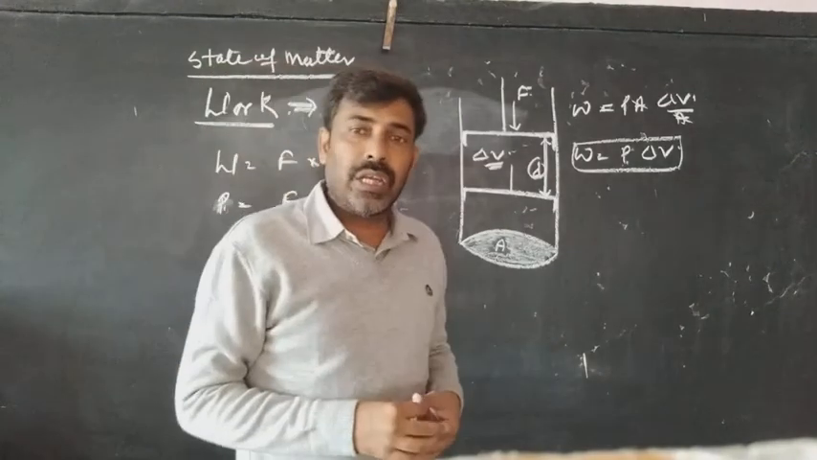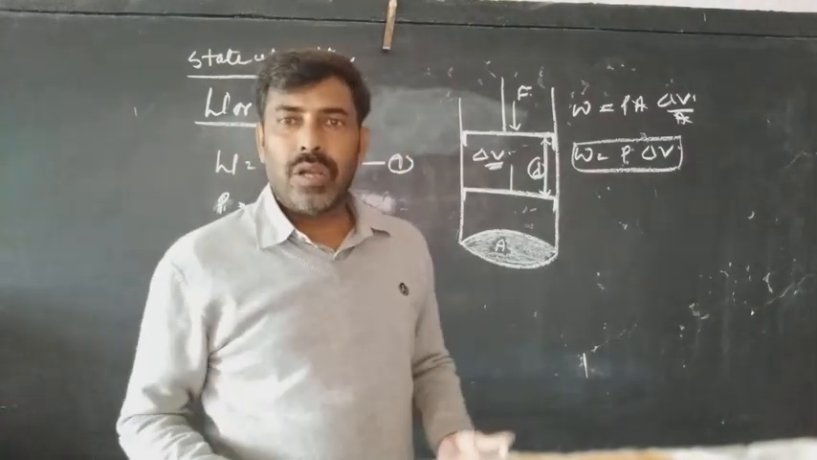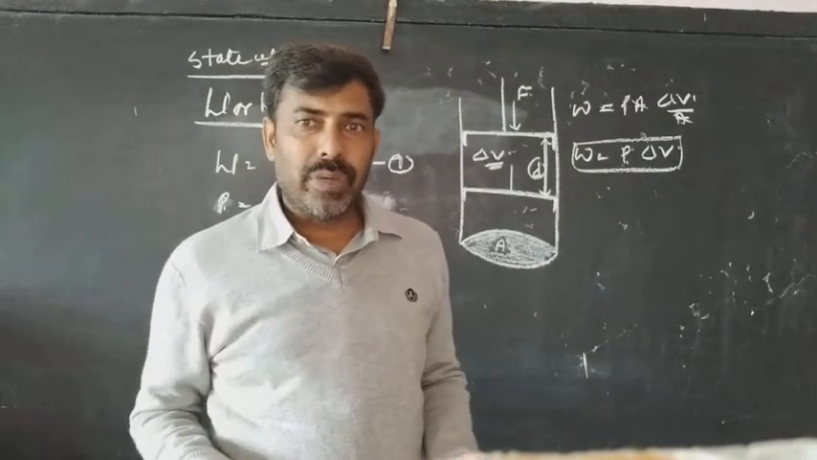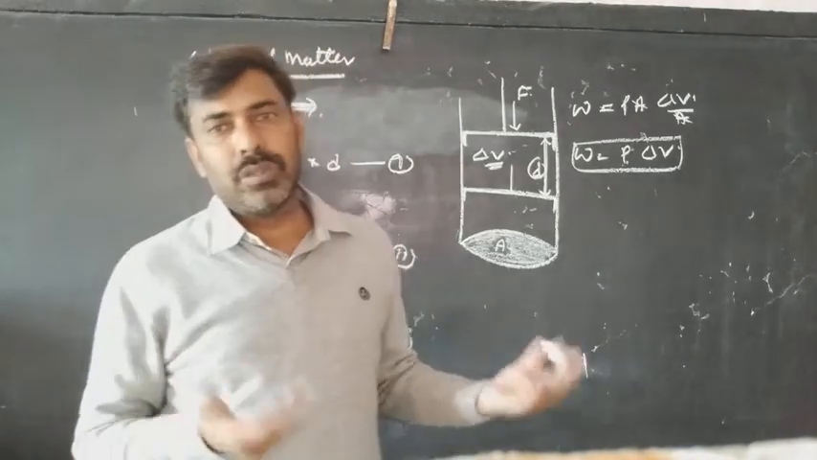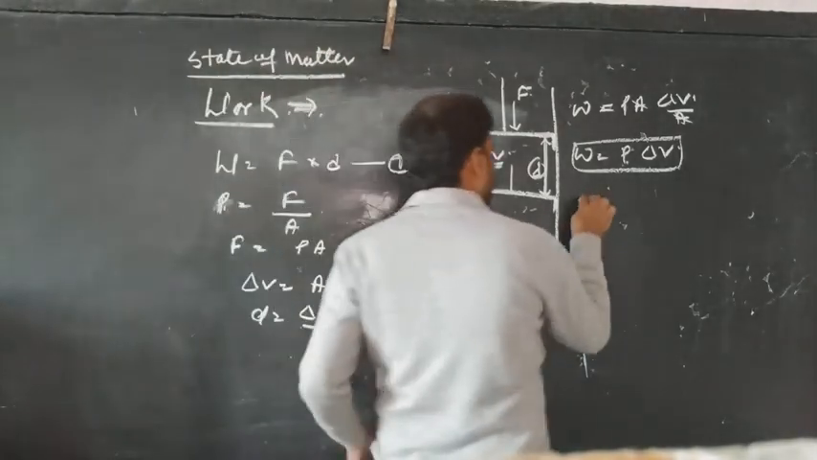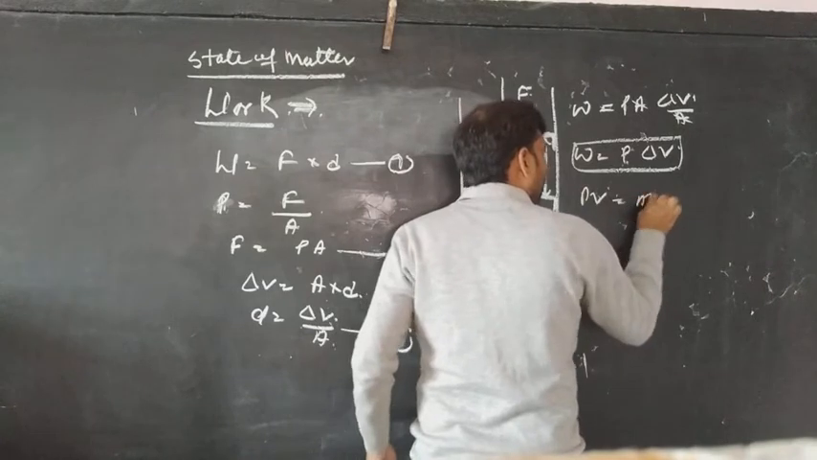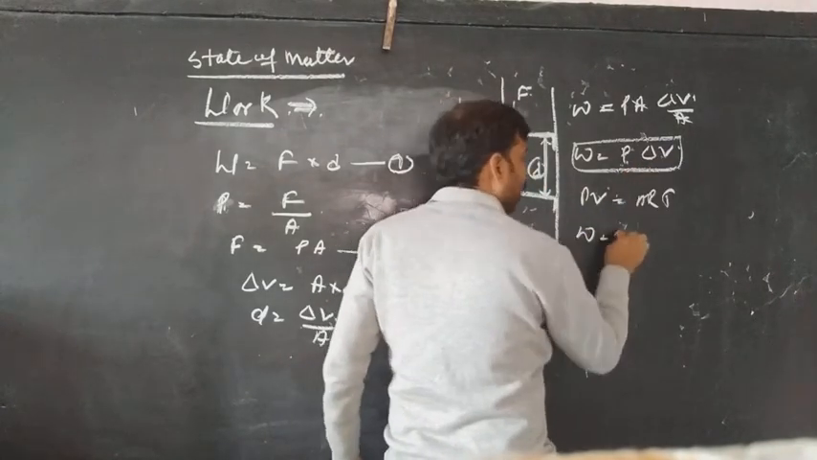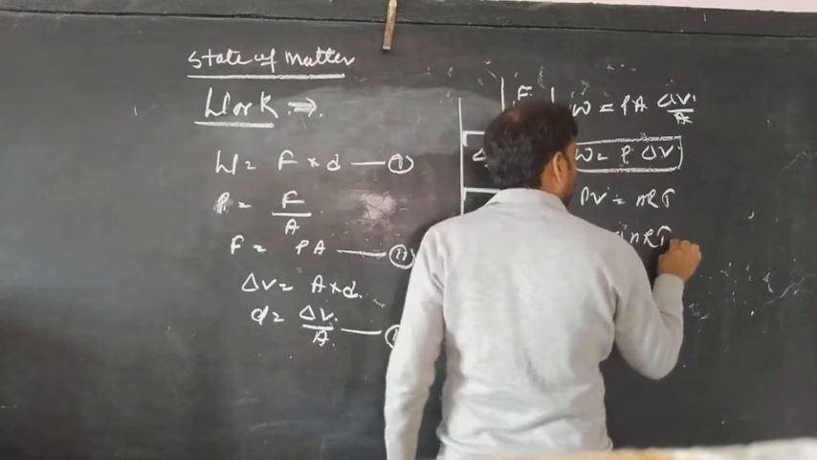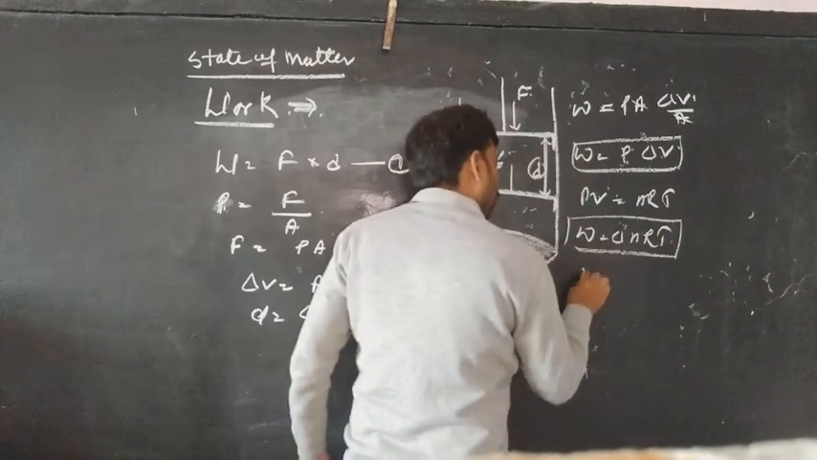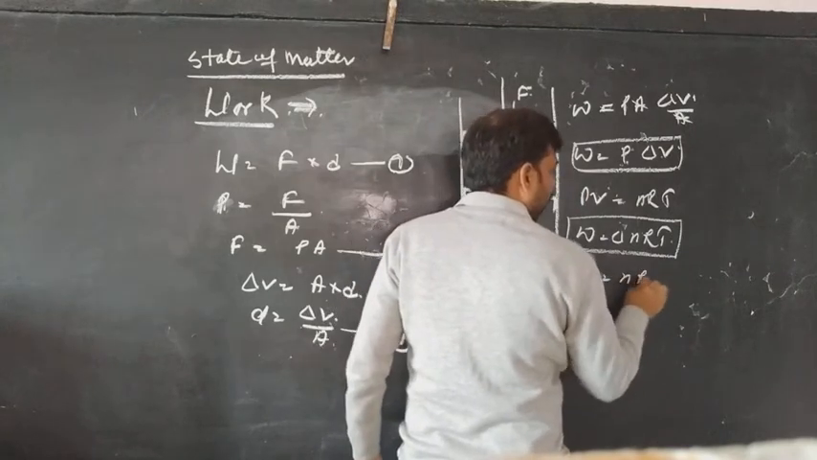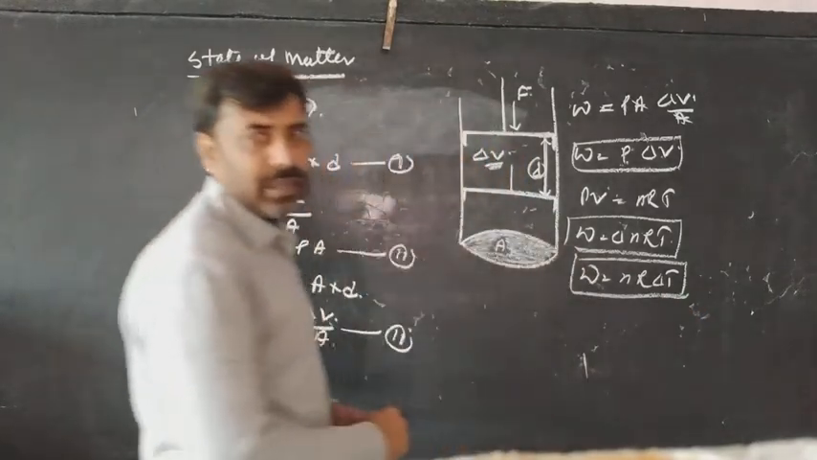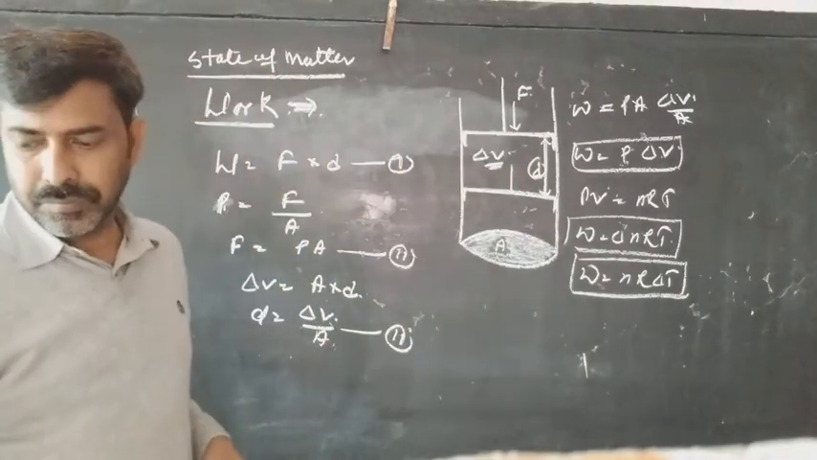ये तो उस कंडीशन के लिए है जब वॉल्यूम वेरिएशन हो रहा है. अगर वॉल्यूम वेरिएशन नहीं हो रहा है तो क्या होगा? Then there will be a temperature variation. वर्क टेम्परेचर वेरिएशन से हो सकता है या किसी और से. So according to PV equal to nRT, you can write that the work equal to P delta V equal to delta nRT, or W equal to nR delta T. So these are the different formulas of the work.